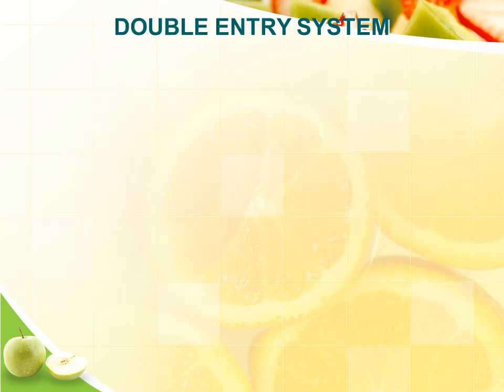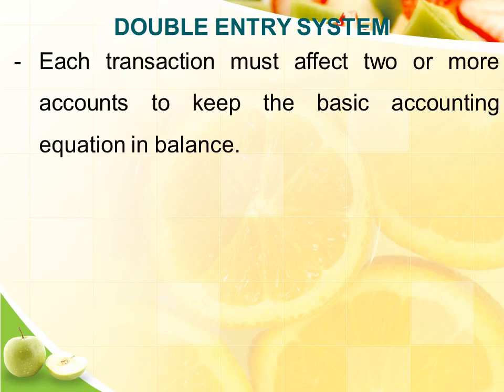One of the duties of accountants is to record financial transactions, and the double entry system serves for accounting records. Now, recall chapter 1, where we learned the effect of a transaction on the basic accounting equation. Under the double entry system, each transaction must affect two or more accounts to keep the basic accounting equation in balance.